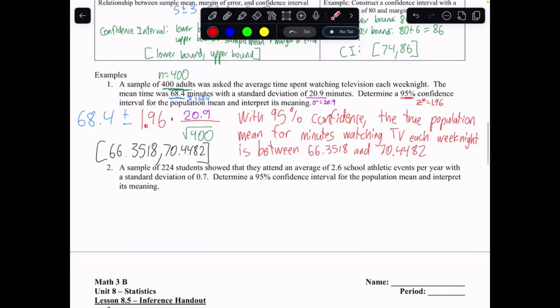All right, so go ahead and take a minute and see if you can construct a confidence interval for the second situation. And again, also write a sentence describing the findings. Okay, so I'll give you guys a few minutes to try that out.